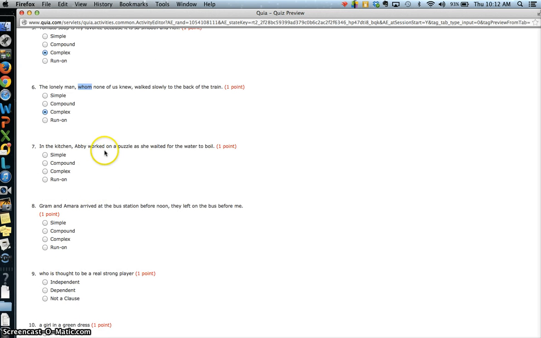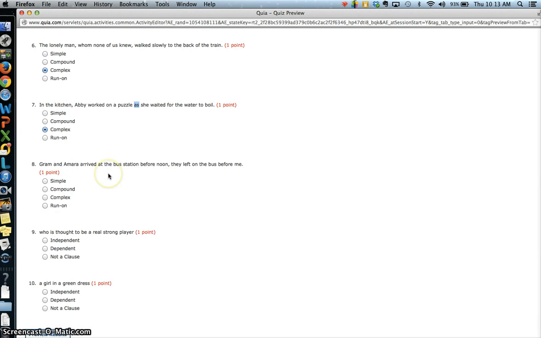In the kitchen, Abby worked on a puzzle. She waited for the water to boil. Those are our two independent clauses, but you have the subordinating conjunction as at the beginning of this one, independent plus dependent, complex. We're seeing a pattern here.